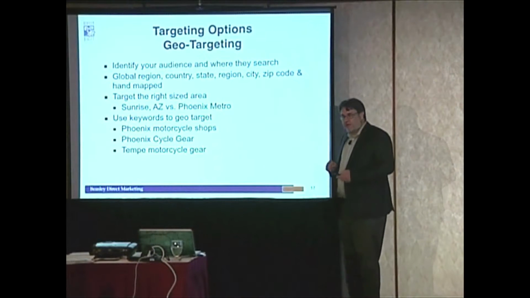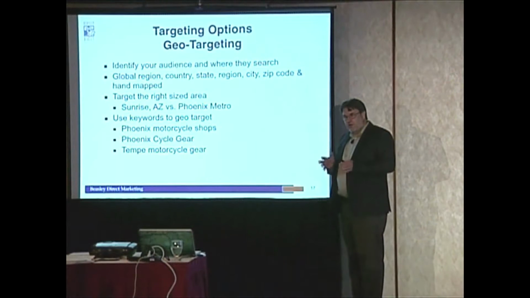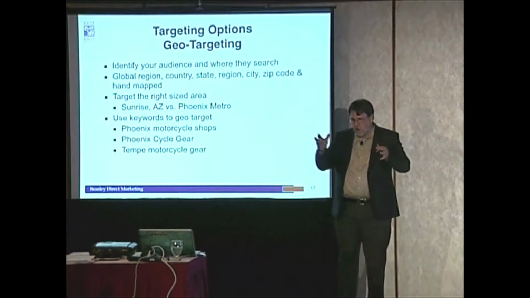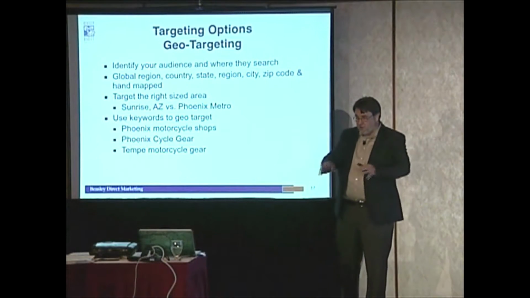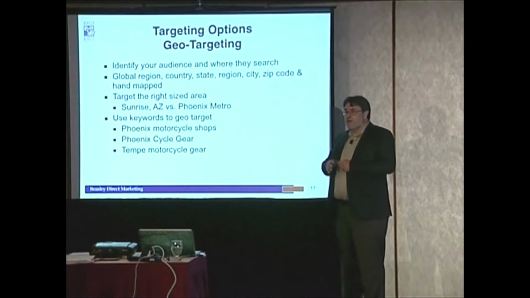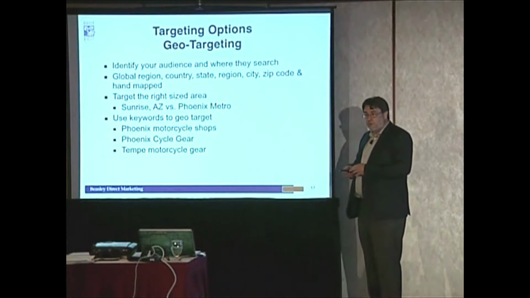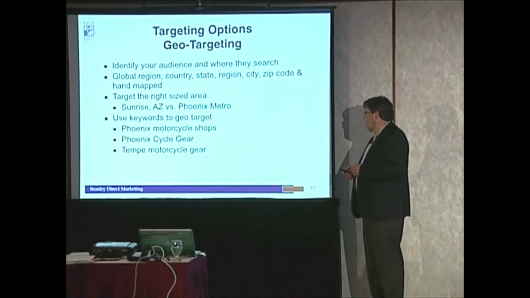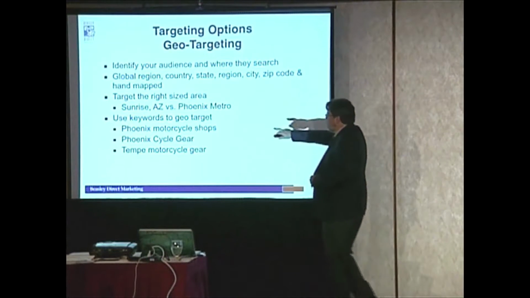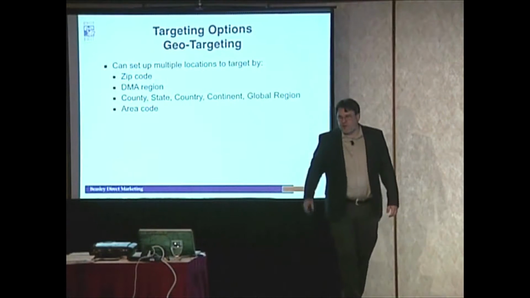Target the right size section. So, the Phoenix metropolitan area versus the smaller city of Sunrise, Arizona. This is for a local motorcycle shop. The Sunrise store really serviced about a 15 square mile area. The Phoenix, Arizona area is much bigger than 15 square miles, and people weren't going to travel much more than that to get to this motorcycle shop. And then you can see different ways of using language to do some of this geographic targeting.